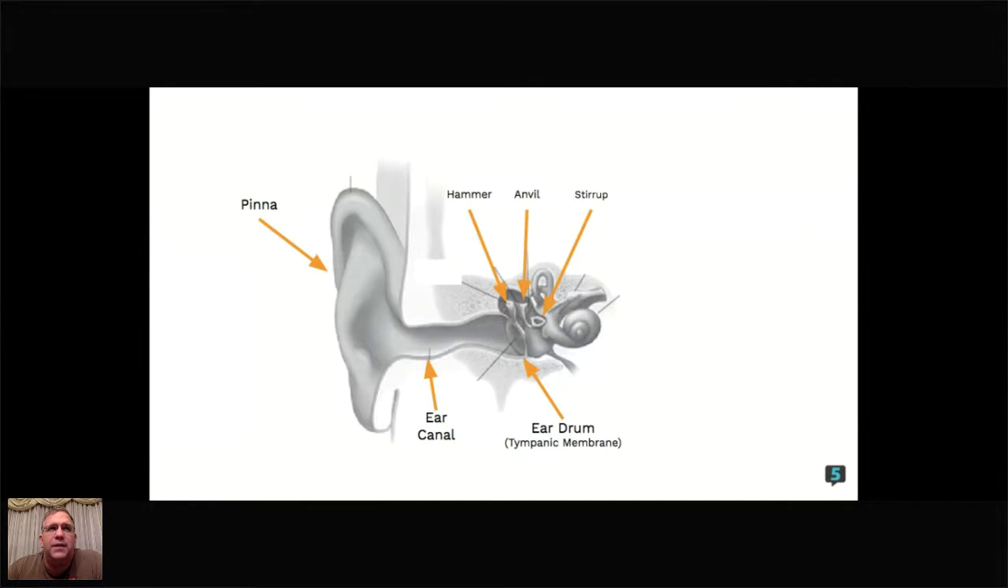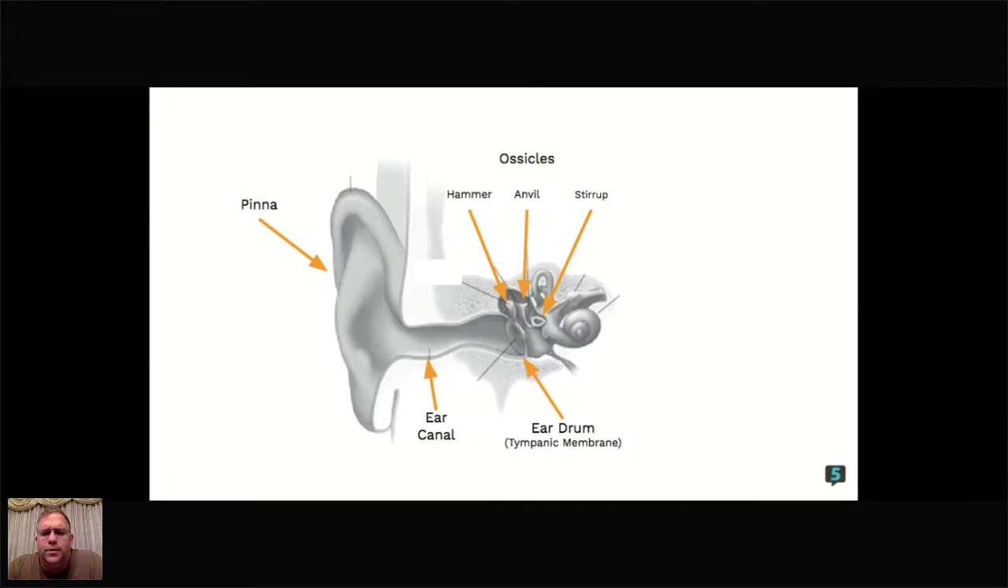I've never seen that asked specifically in the AP exam, but it's still good to know. It refers to this middle ear. And these three things, the hammer, anvil, and stirrup, we call these bones. They are actually bones. We call them the ossicles, the smallest bones in the human body, bones in your ears.